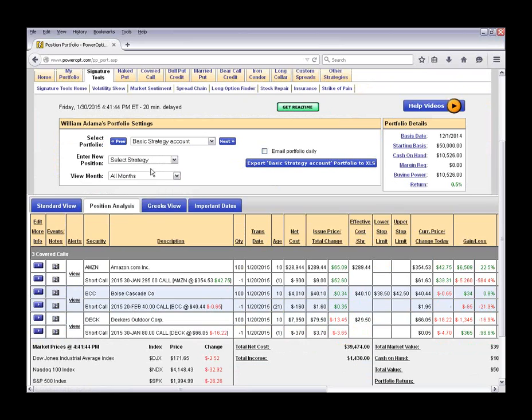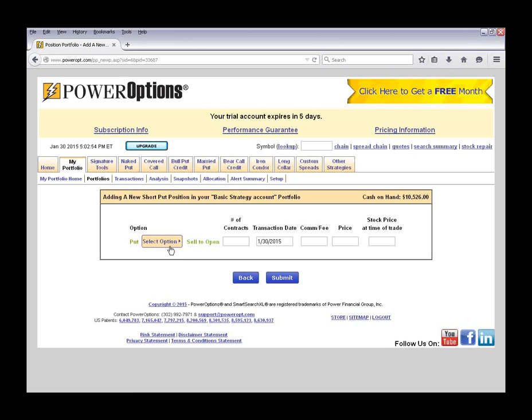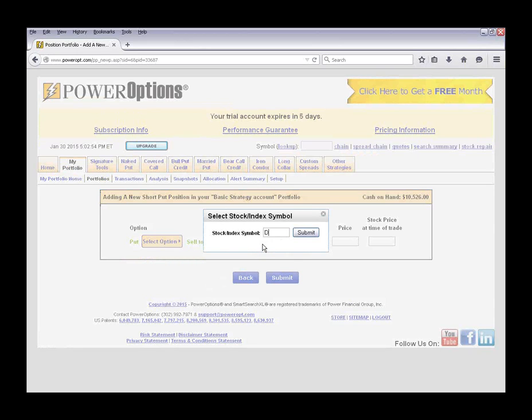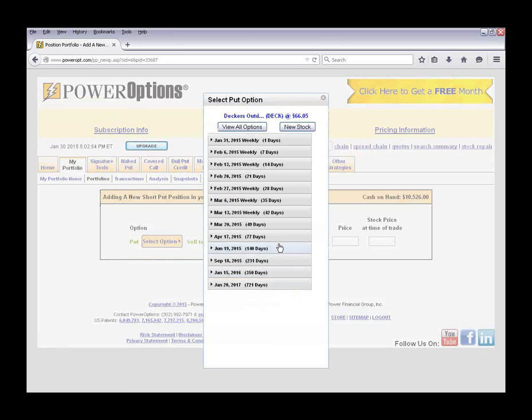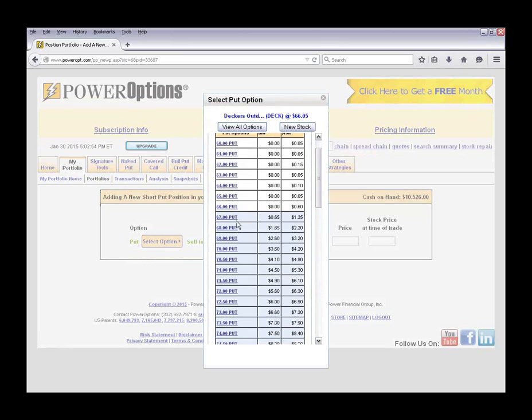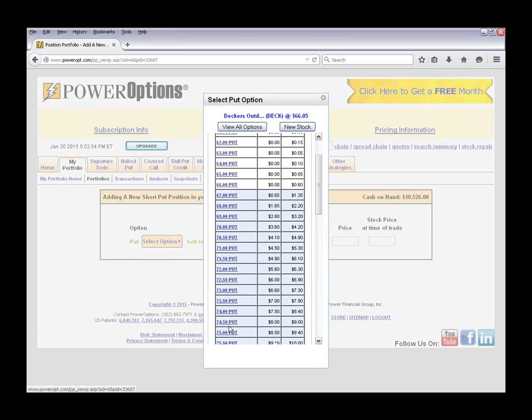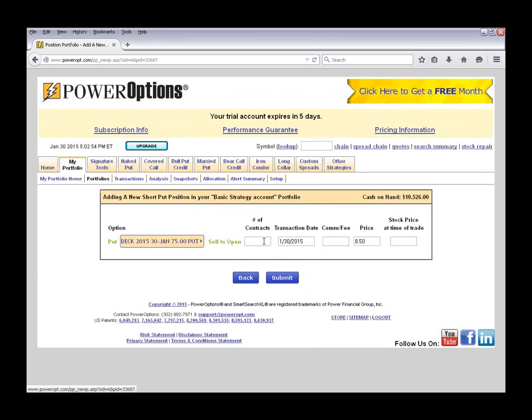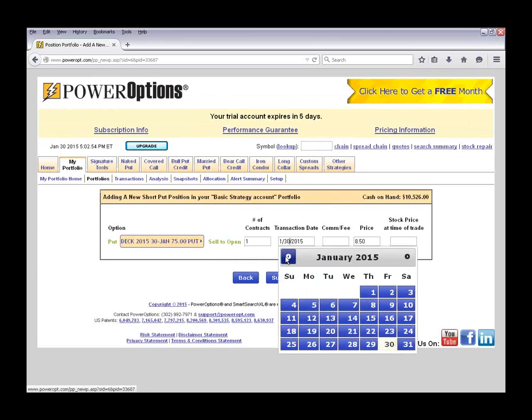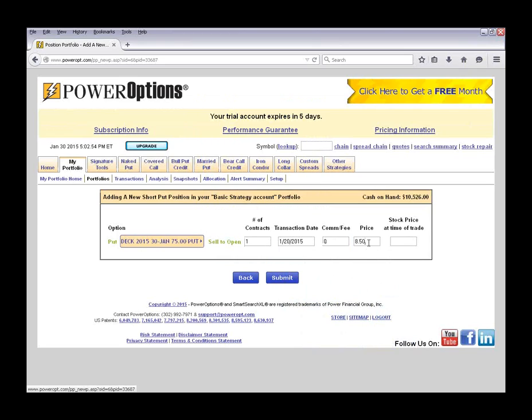Let me enter a new position in the portfolio. I'm going to enter a short put. Select the option, it was DECK. We're going to select today's date, and I want that 75 strike put. Let's just keep the math simple. We sold one contract January 20th, and we received $2.40 for the position. The stock price at time of trade was 79.50, so about 4 points out of the money, roughly 5 to 6% out of the money. Let's go ahead and submit that.